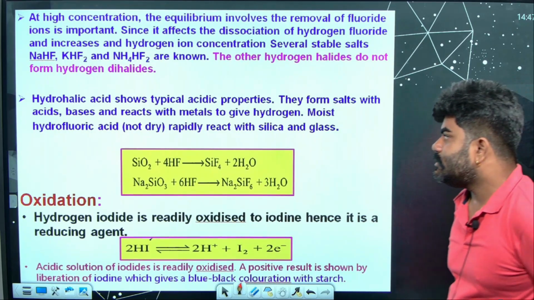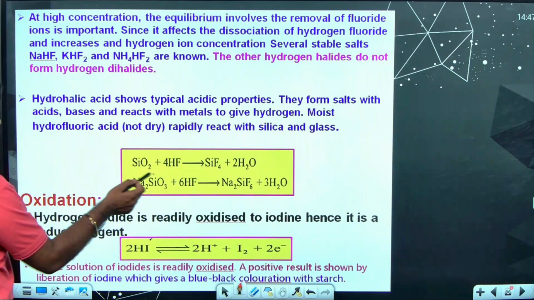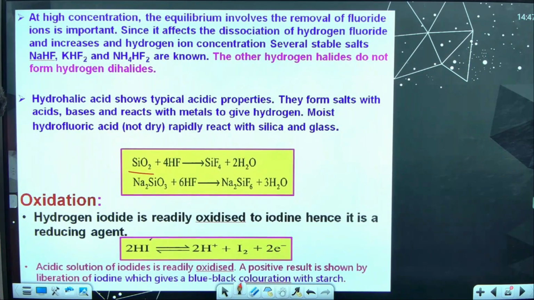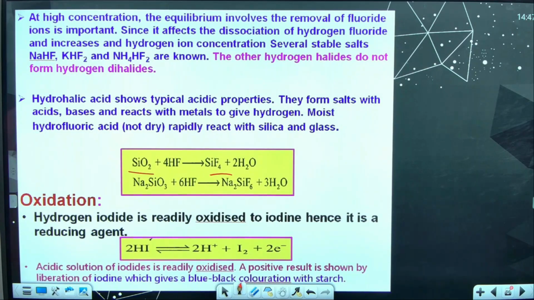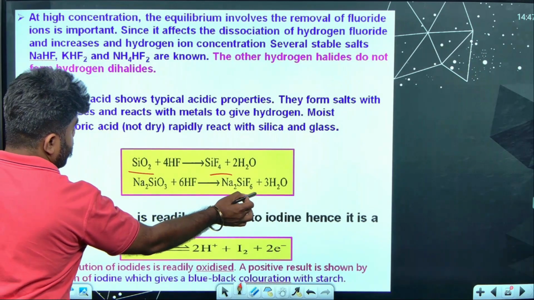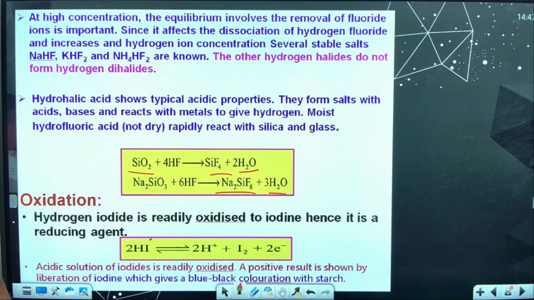Also we see that hydrohalic acids react with SiO2 to form their respective salts. இப்போ SiO2 ஓட HF react பண்ணா we get SiF4, right? So similarly Na2SiO3 ல HF react பண்ணும்போது we get Na2SiF6 with elimination of water molecule. Next comes oxidation reaction.